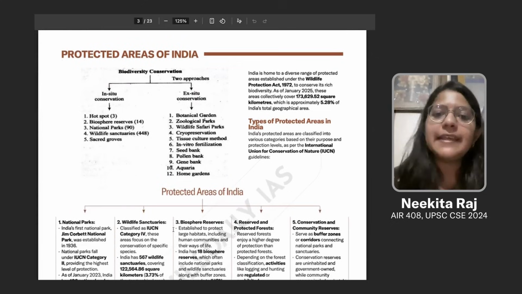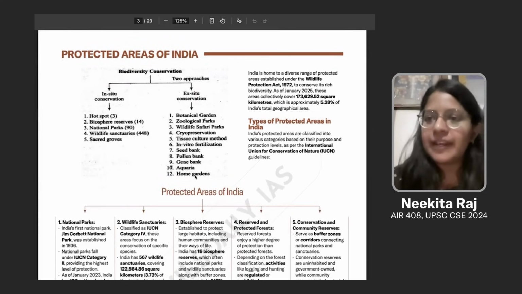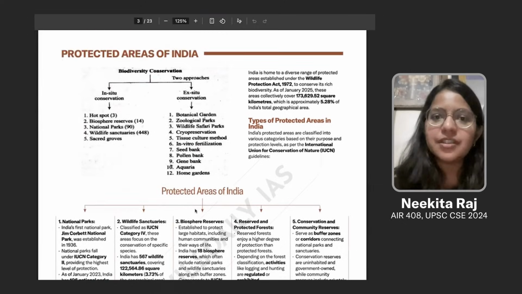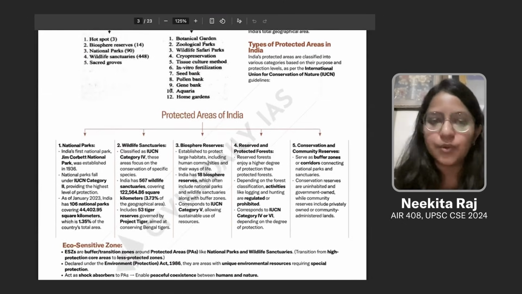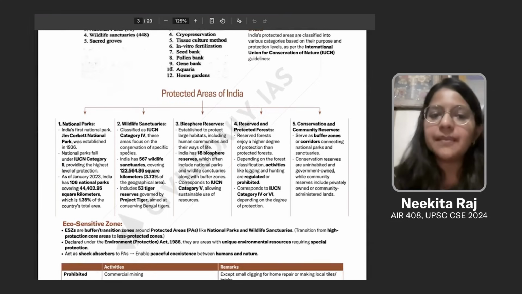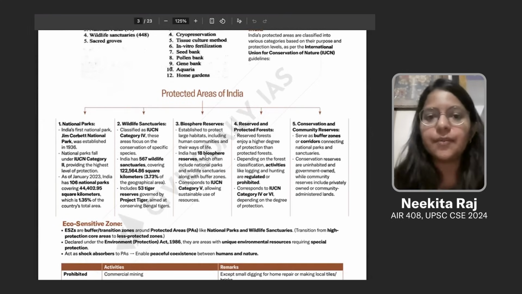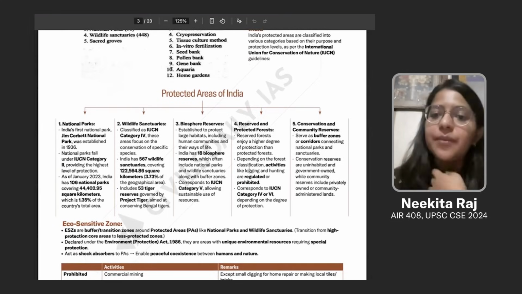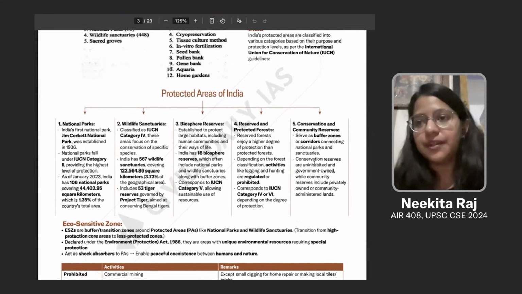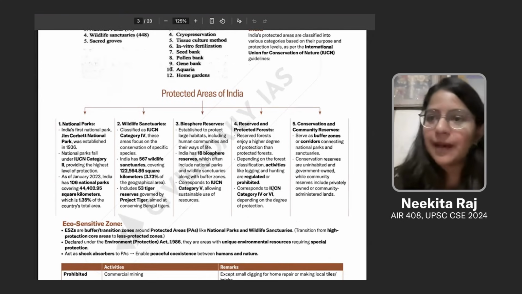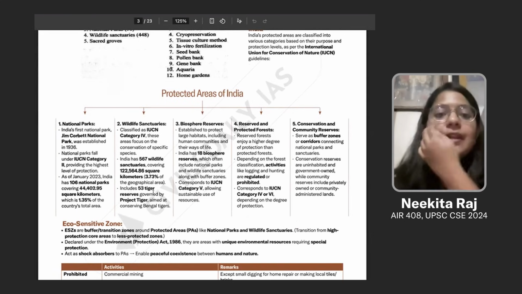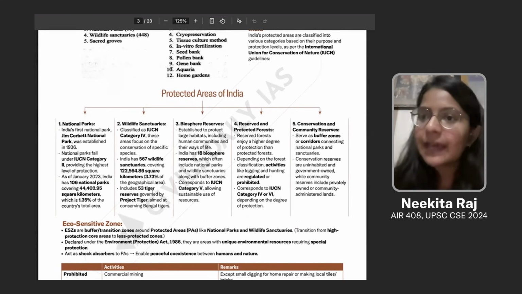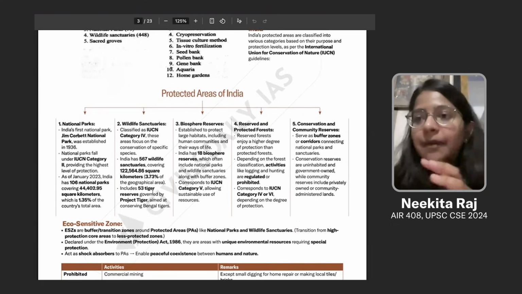So first, if we see the protected areas of India, briefly, you can see that it has been very well mentioned here कि यहाँ पे protected areas of India में क्या-क्या आपका include हो सकता है. It could be your national parks, it could be your wildlife sanctuaries, it could be your biosphere reserves and protected forests, conservation and community reserves. अब इन पांचों के बारे में हमें अच्छे से मालूम होना चाहिए. हमें पता होना चाहिए कि इन पांचों में डिफरेंस क्या है and किस किस एरिया में कौन से हैं.